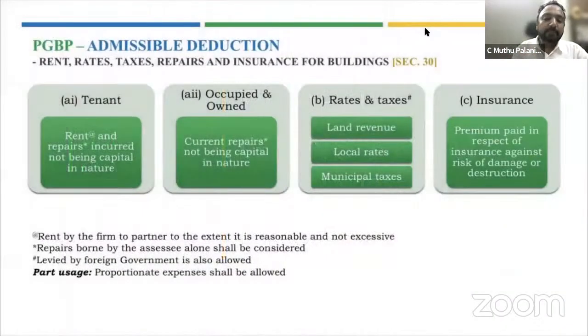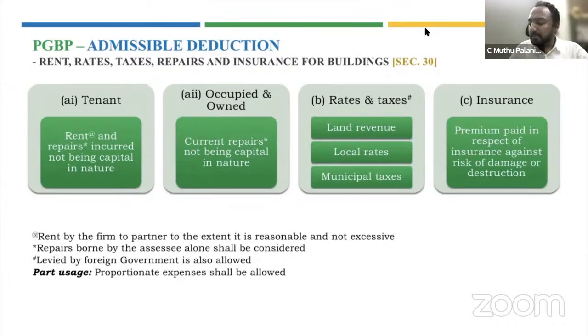So we are going to start with the deductions. We are not going to talk about section 28. PGBP starts with section 28, which is called a charging section. There are various incomes that are listed. We are not going to cover it at this point in time. We are going to start with the eligible deductions.